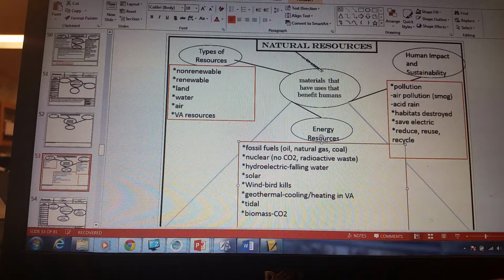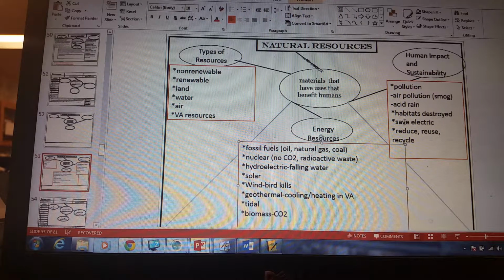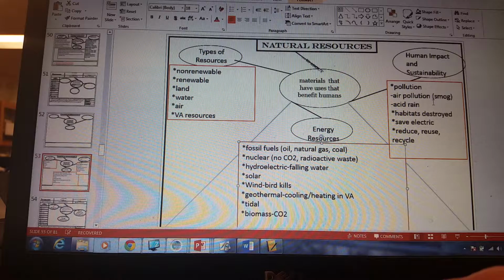The big thing would be pollution impacts. We talked about it with coal: air pollution and acid rain are a huge disadvantage of coal, and a lot of air pollution is associated with smog. We also get that with the other fossil fuels, petroleum, which is oil, as well as natural gas, having some degree, although not very much air pollution. And then habitats are destroyed when we build things like tidal or hydroelectric. We also talked about other things we could do, like reduce, reuse, and recycle, and save electricity and prevent the usage of electricity as a big benefit to the environment as well.